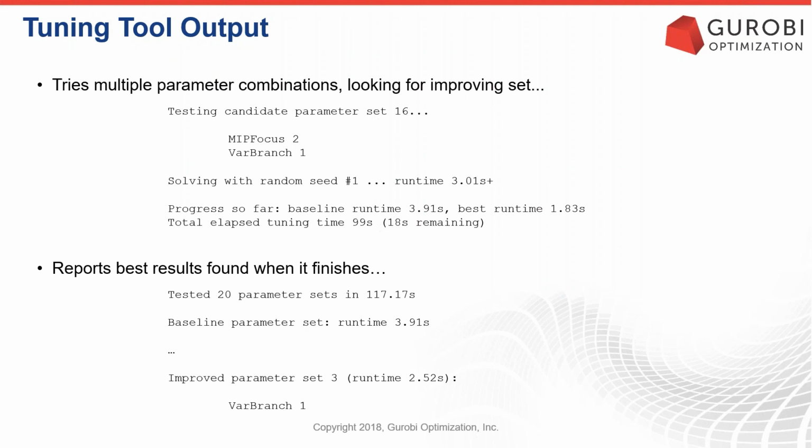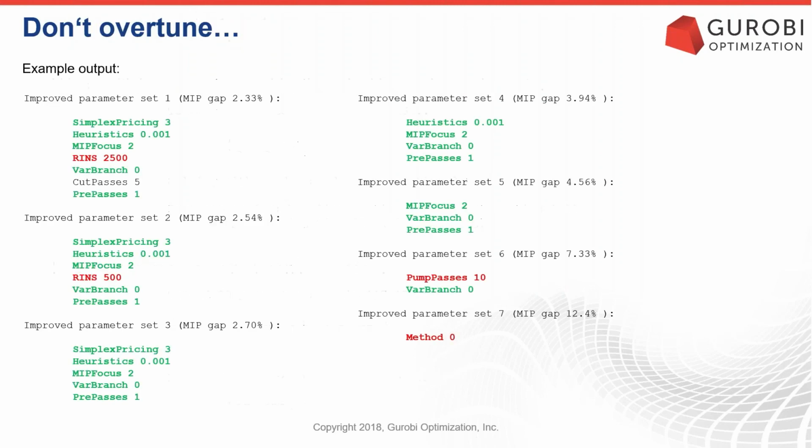But again, like with manual tuning, the important message is don't overtune. For example, here is a larger example of a bigger model, and what you see here is the total output of the tuning tool. The baseline run is missing here, but you see 7 different sets. These sets say, what is the best MIP gap that could be reached by changing 1 parameter? What is the best MIP gap by changing 2, 3, 4, and so on?